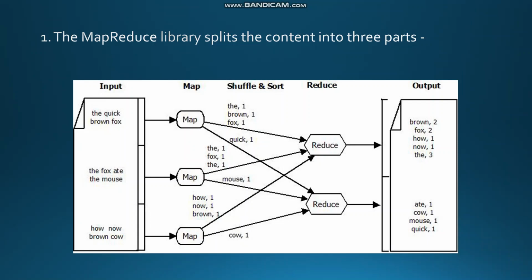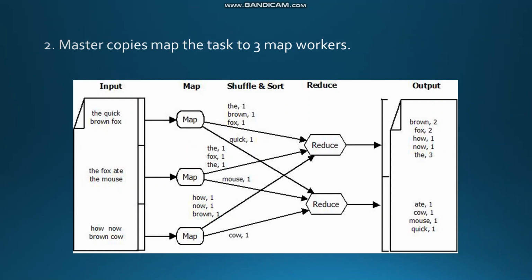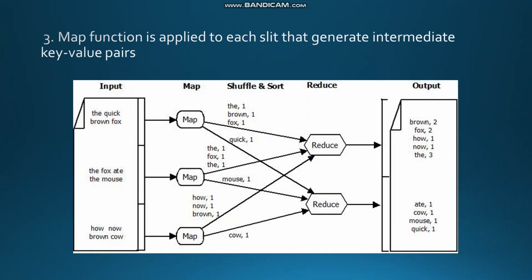So, we can see in the input function that there are 3 parts we have. In the second step, the master copies map the task to 3 map workers. So now we have 3 map workers and the task is assigned to each of them. In the third step, map function is applied to each split that generates intermediate key value pairs.